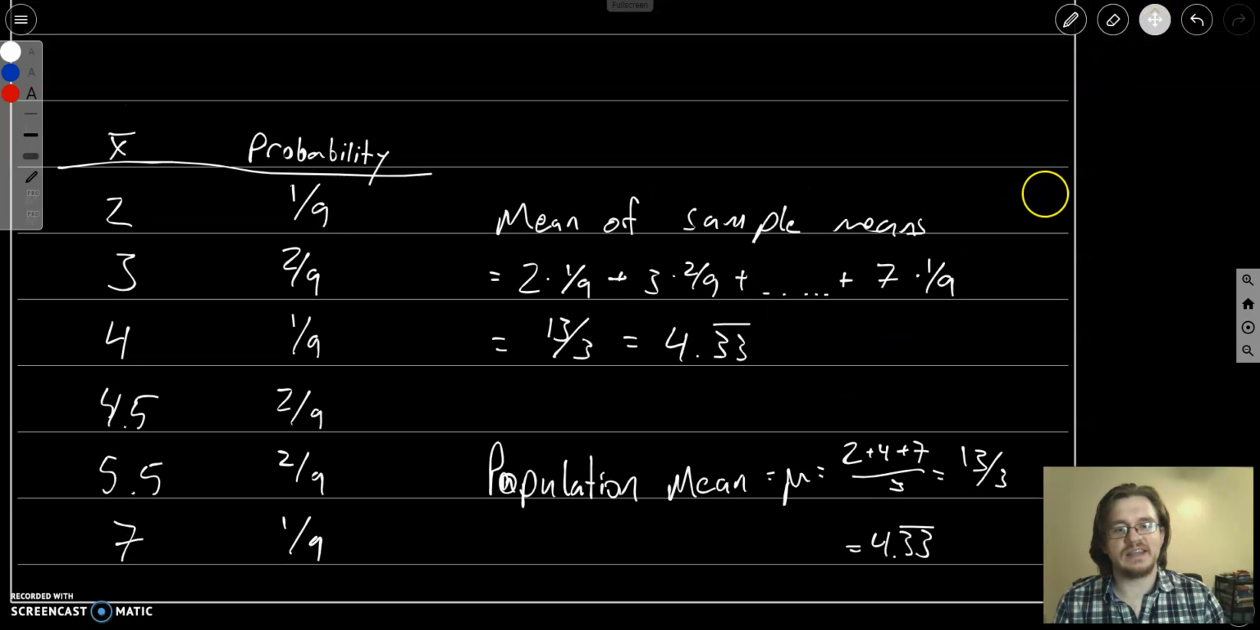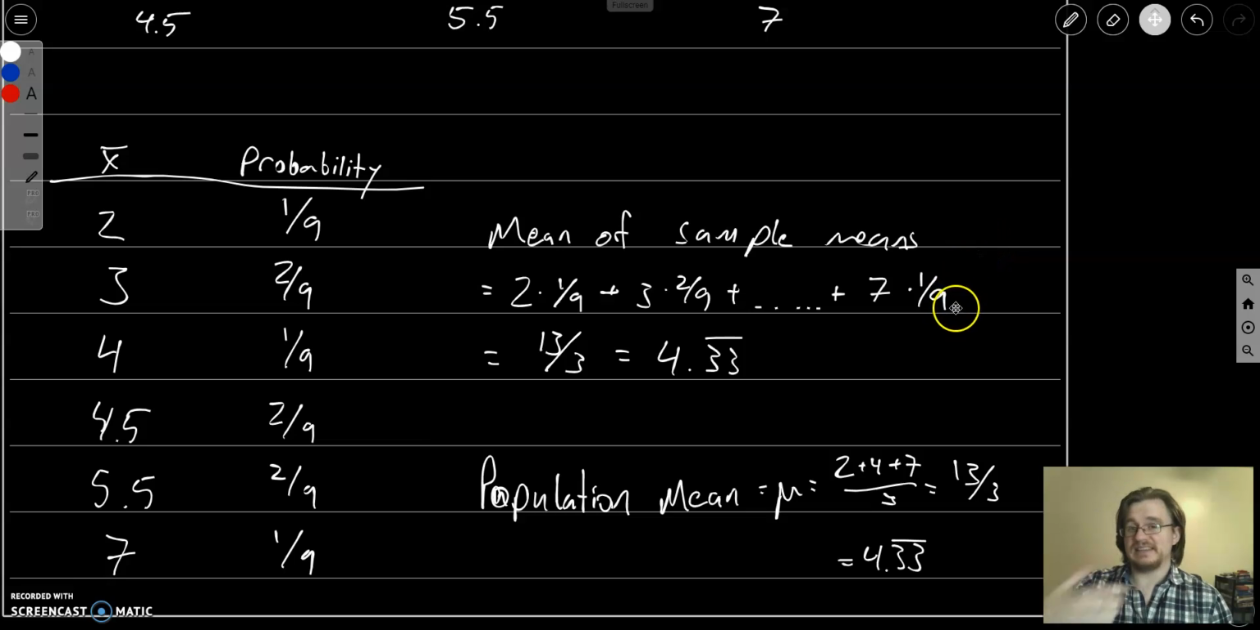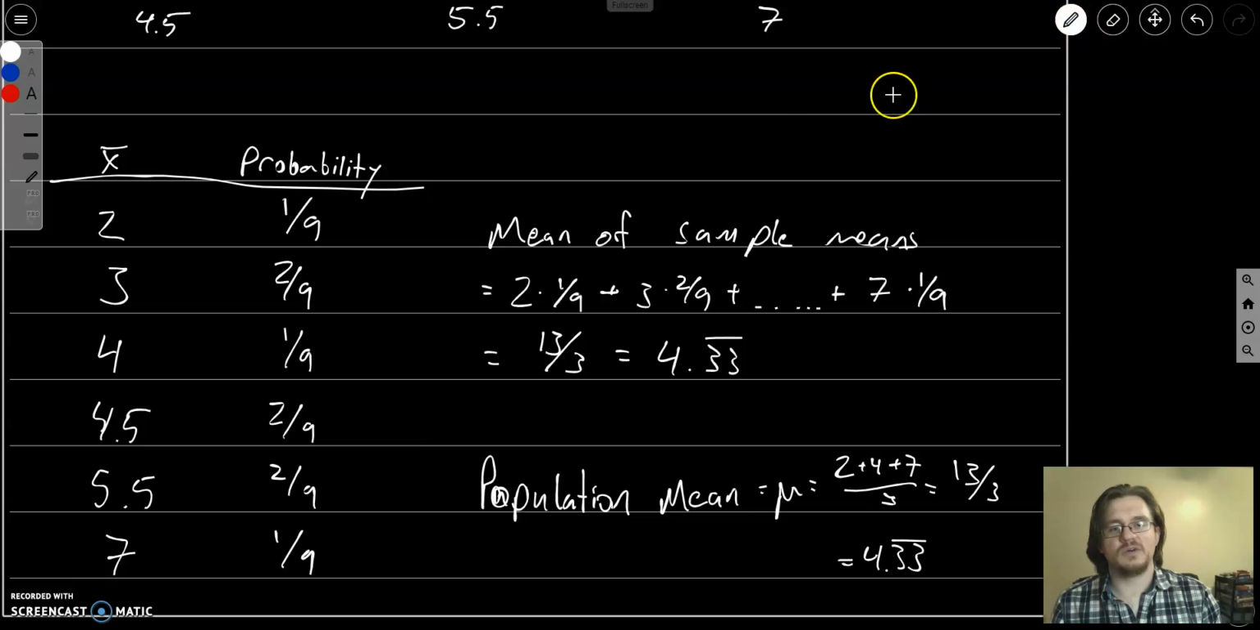So what this indicates, at least in this example, which is true in general, but we'll just say based on our example, is that the sample mean is an unbiased estimator of the population mean, because the mean of all the sample means is the same as the population mean. So the sample mean is an unbiased estimator.